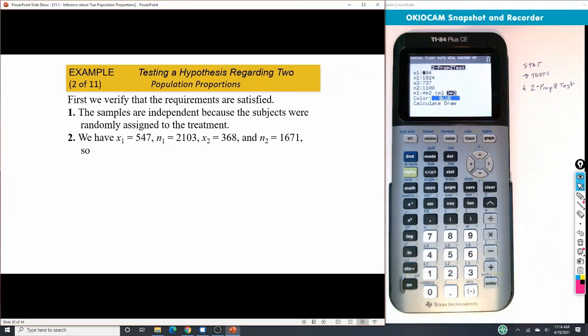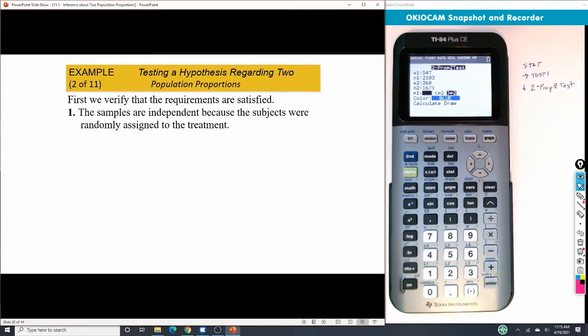All right. Now the samples are independent because of the treatment, but here we can see we have X1, so we're going to plug those things in. So 547, and N1 is 2103. Okay, and then our 368 and 1671. Okay, and so then we need to determine, are we just looking at a two-tailed test? They are not the same. Is the first one less than the other one or greater than?